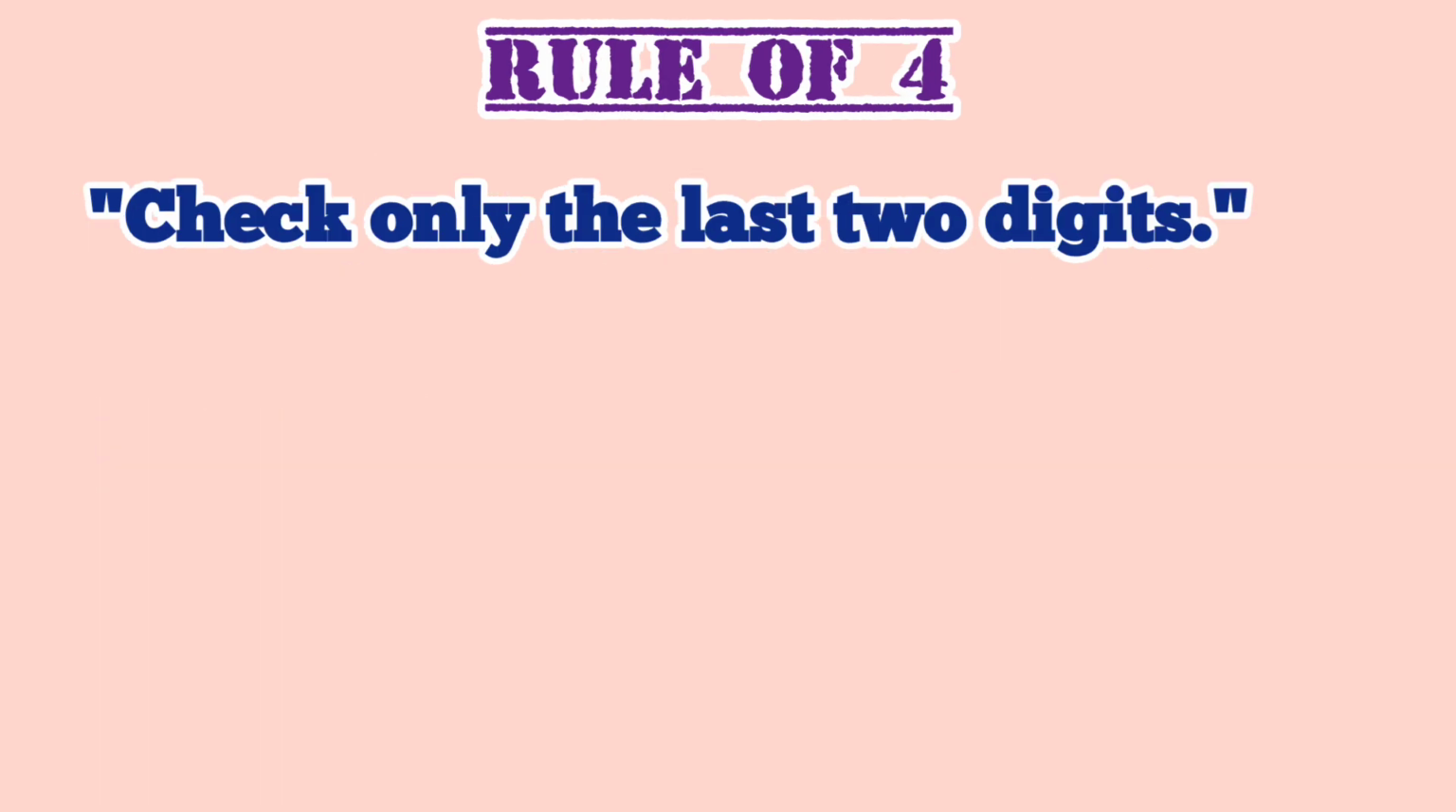Now let us go for the divisibility rule of 4. Here I came with one quick trick. For the divisibility rule of 4, check only the last 2 digits. If the last 2 digits are divisible by 4, the entire number is divisible by 4.